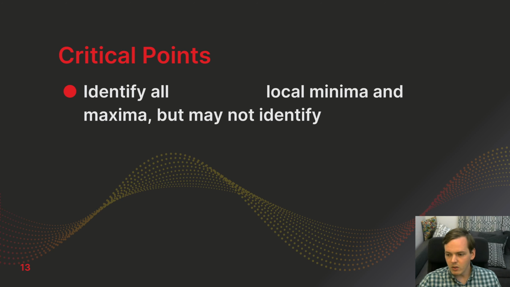So if we want to use critical points to find our minima and maxima, critical points will identify all the possible locations for minima and maxima, but they may not identify absolute extrema.